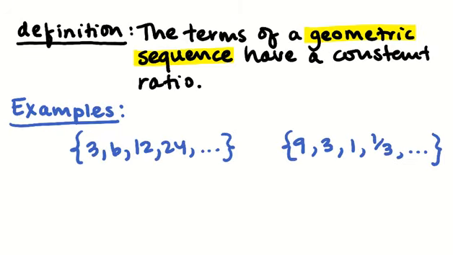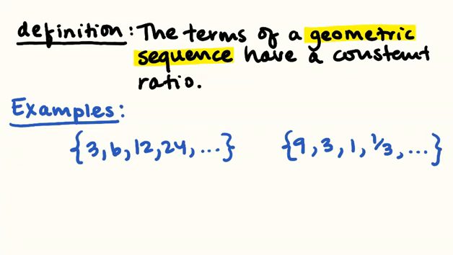So a geometric sequence is a sequence that has terms with a constant ratio, where we get to the next term by taking the previous term and multiplying it by a number. Or dividing it by a number, but we know that dividing it by a number is really just like multiplying by its reciprocal, so we'll kind of look at that. Here we've got two examples of geometric sequences.